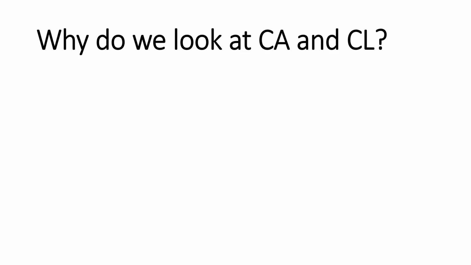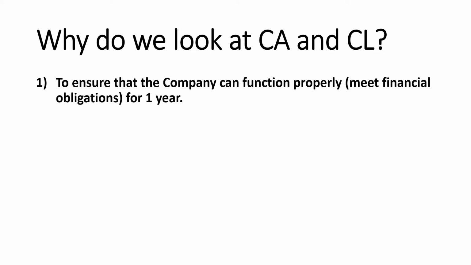Moving on to the next factor, current assets and liabilities. We need to look at the current assets and liabilities to ensure that the company we are investing in does not have any problem meeting its financial obligations within 1 year. In other words, the company will be able to pay off its liabilities that are due within a year.